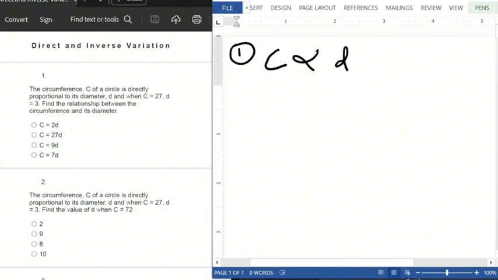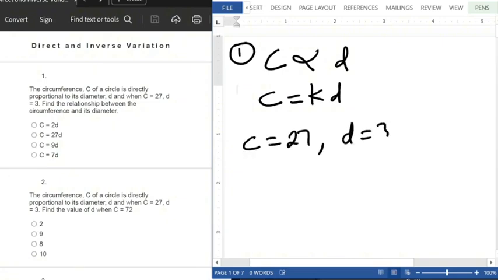We're not given an equation, so before we can proceed, let's change this variation statement to an equation. In that case, we're going to introduce a constant. Therefore, it's going to be C equals KD. And we're now told that when C equals 27, D is equal to 3. Find the relationship between the circumference and its diameter.